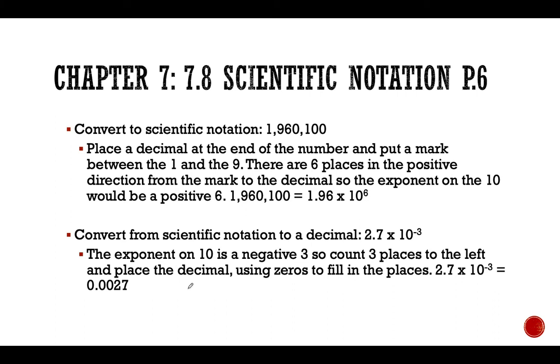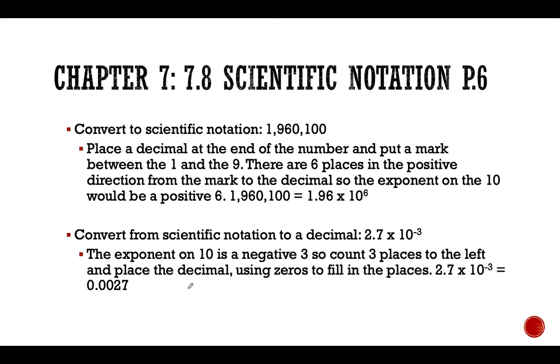Convert 1,960,100 to scientific notation. So we're going to place a decimal at the end of the number and then put a mark between the 1 and the 9, and we're going to count the places to the decimal. There are 6 places in the positive direction, so that will become the exponent on the 10. Put the decimal at the mark, and 1,960,100 in scientific notation is written as 1.96 times 10 to the 6th.